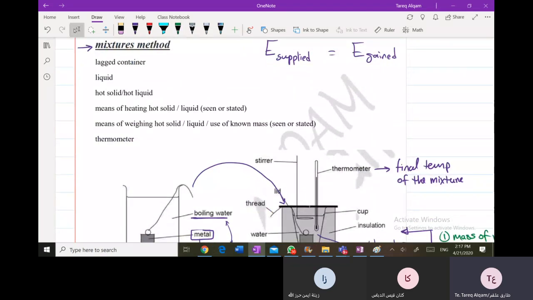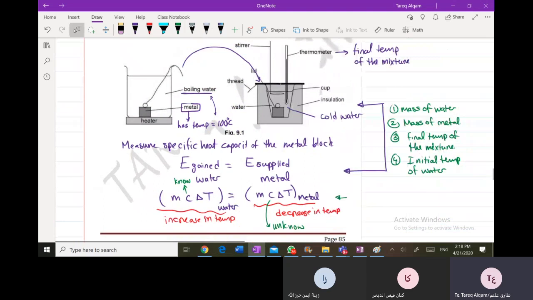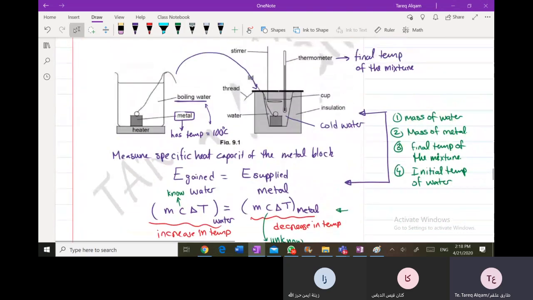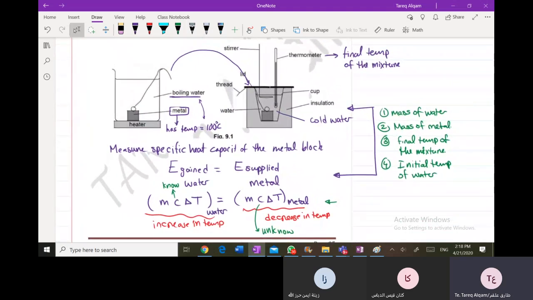Now, the other method that will also be used to measure the specific heat capacity, if there is no electrical heater available, is the mixture method. The mixture method depends on having two materials, one with known specific heat capacity, the other for which we do not know the specific heat capacity. Regularly, we will use water because water is the most common liquid and its specific heat capacity is known.